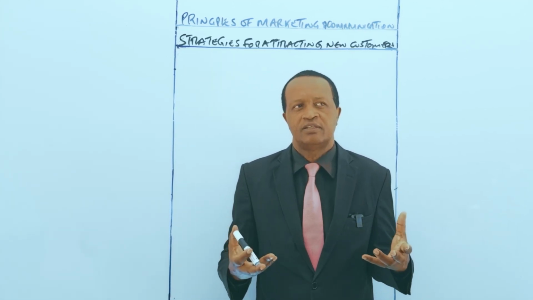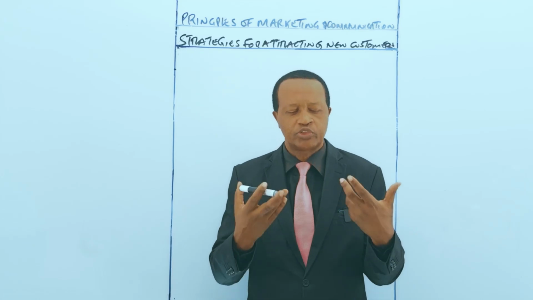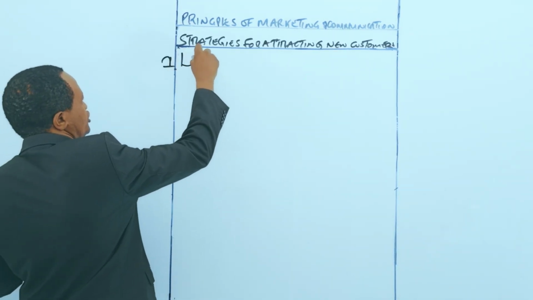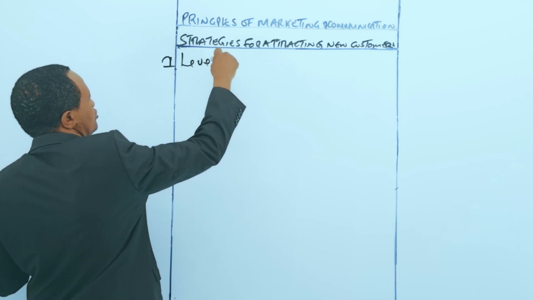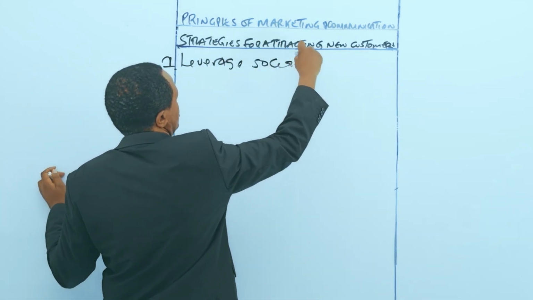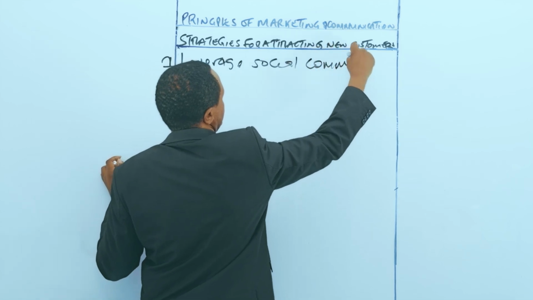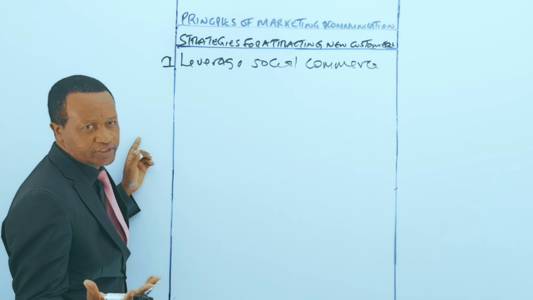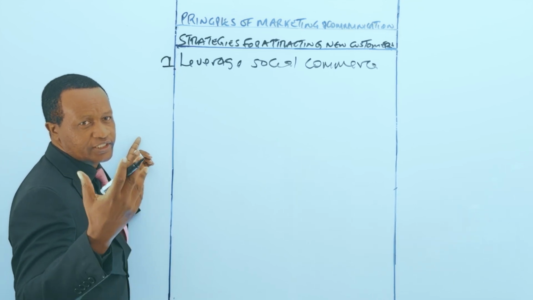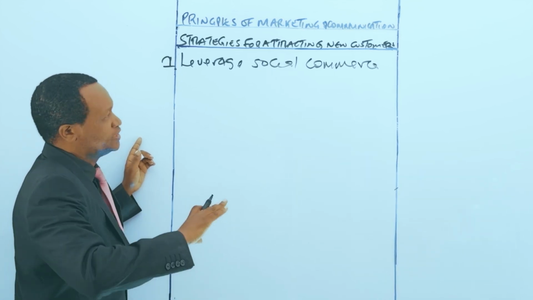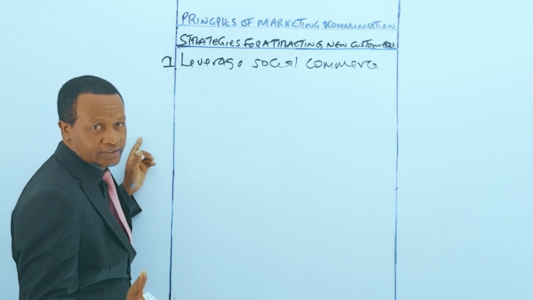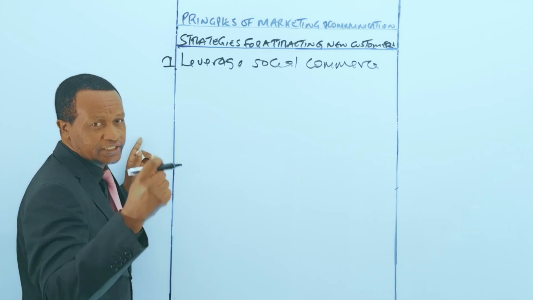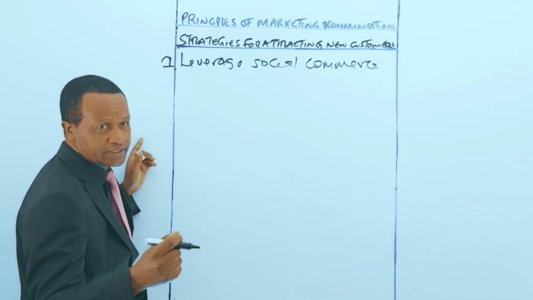So the first strategy is to leverage social commerce and short form videos, because candidates, social media is no longer just for likes. It is a digital marketplace. Social media is a digital marketplace, right?